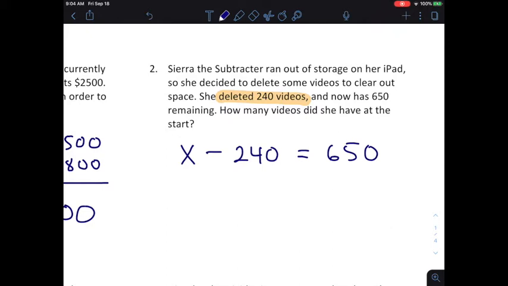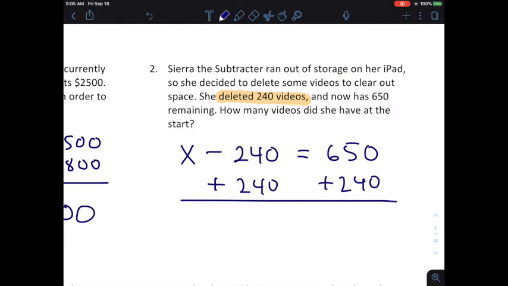Okay, so now in the real world, we could just look at this and say, well, she deleted 240. She now has 650. So all I have to do is add those two numbers together to figure out how many videos she started with. Well, it's the same thing when we're solving an equation, because we're just going to add 240 to both sides of the equation. And when we do that, the 240 cancels each other out. So we're left with x is equal to 890 videos.